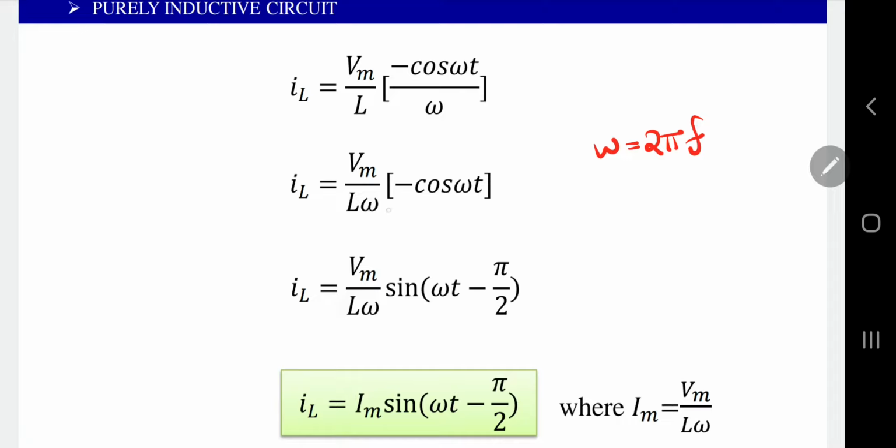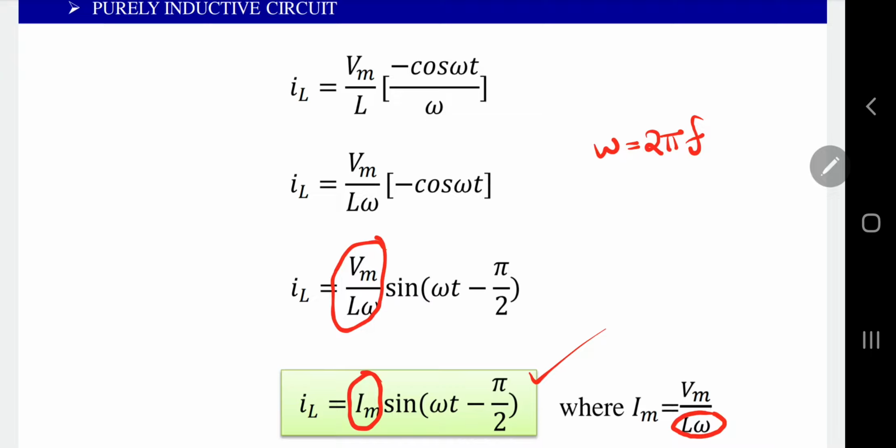Now we have Vm by L omega into minus cos omega t. Can we write this minus cos omega t as sin of omega t minus pi by 2? Try writing cos omega t in terms of sin omega t. You will obtain the relation Vm by L omega into sin of omega t minus pi by 2. Here Vm by L omega is a constant, and I am going to represent it as Im, and the remaining terms are the same. Now we have the current equation for the inductor. If the voltage is Vm sin omega t, then the current will be Im sin of omega t minus pi by 2, where Im is equal to Vm by L omega.